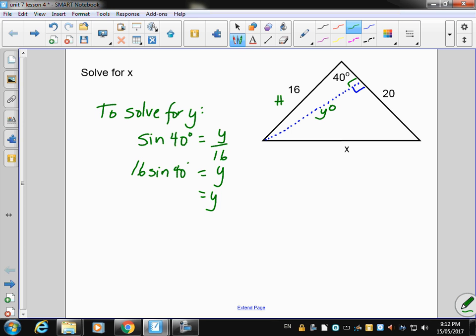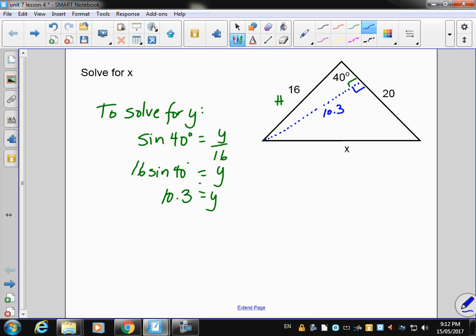Okay, side y. Always checking them in degrees here. 16 times the sine of 40 is 10.3-ish in length. Okay, if I have this length is 10.3, then in my bottom triangle, I could use the 10.3 and the 20 to find the length of x.